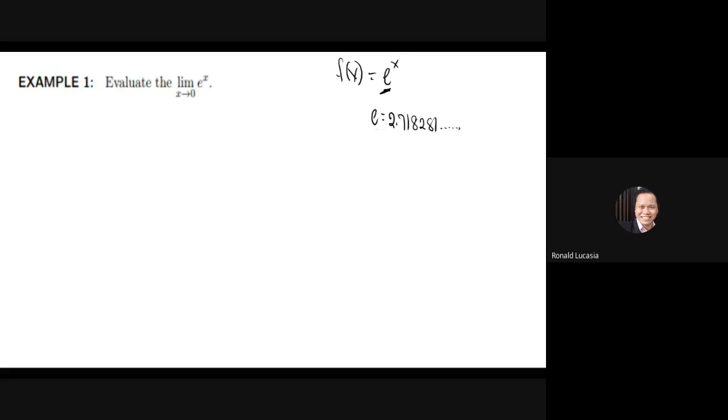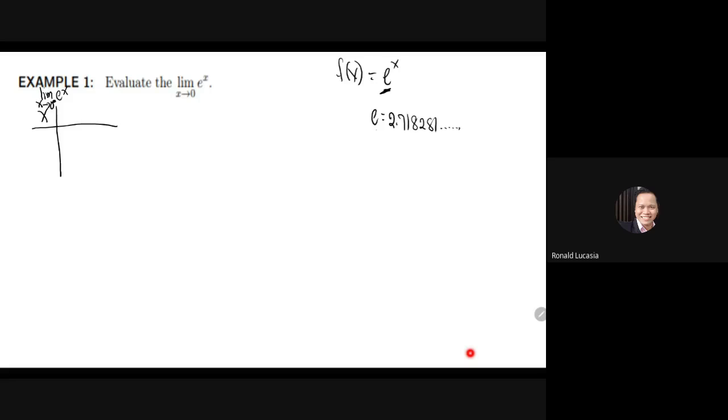So we will construct the table of values for f of x is equal to e raised to the power of x. We'll start by approaching the number 0 from the left, or through the values less than but close to 0. That's why I ask you to have your calculator, because we will do this quickly. So first, we have here the limit of e raised to the power of x as x approaches 0 from the left.